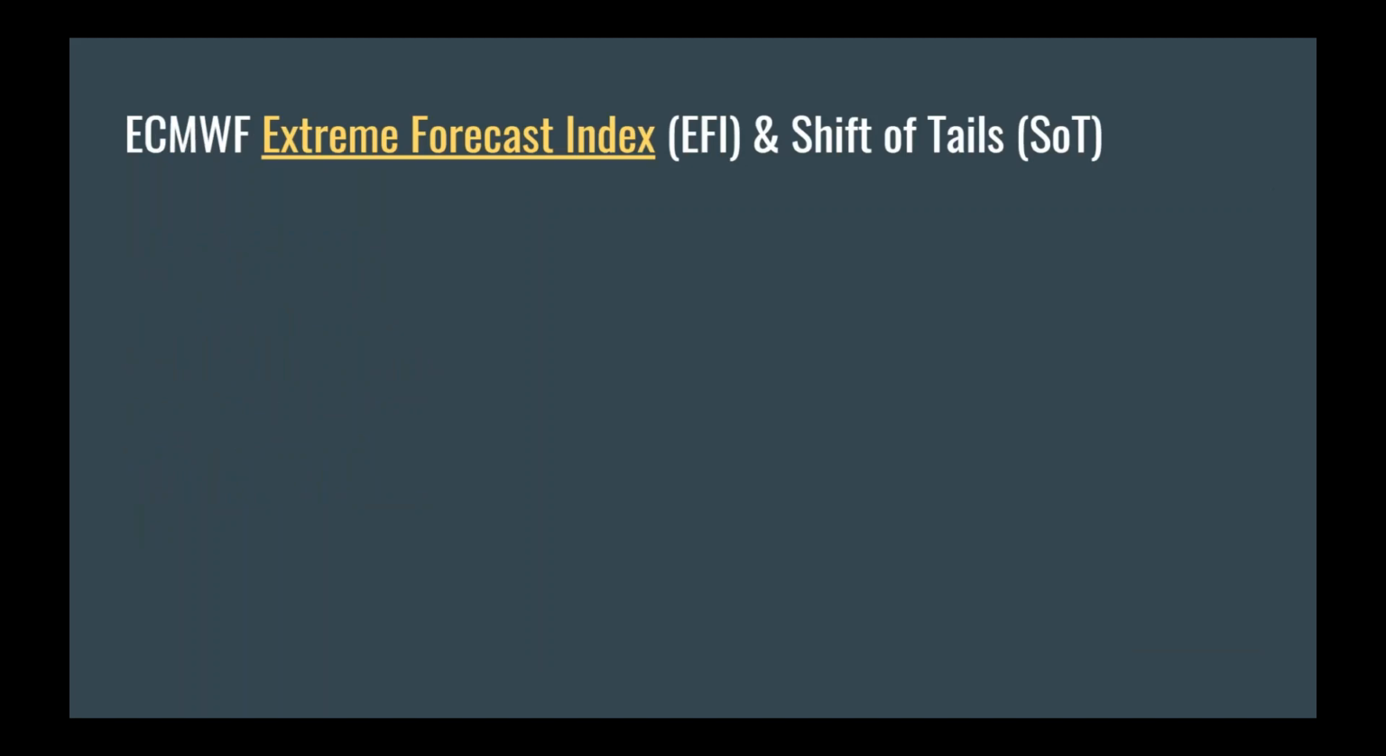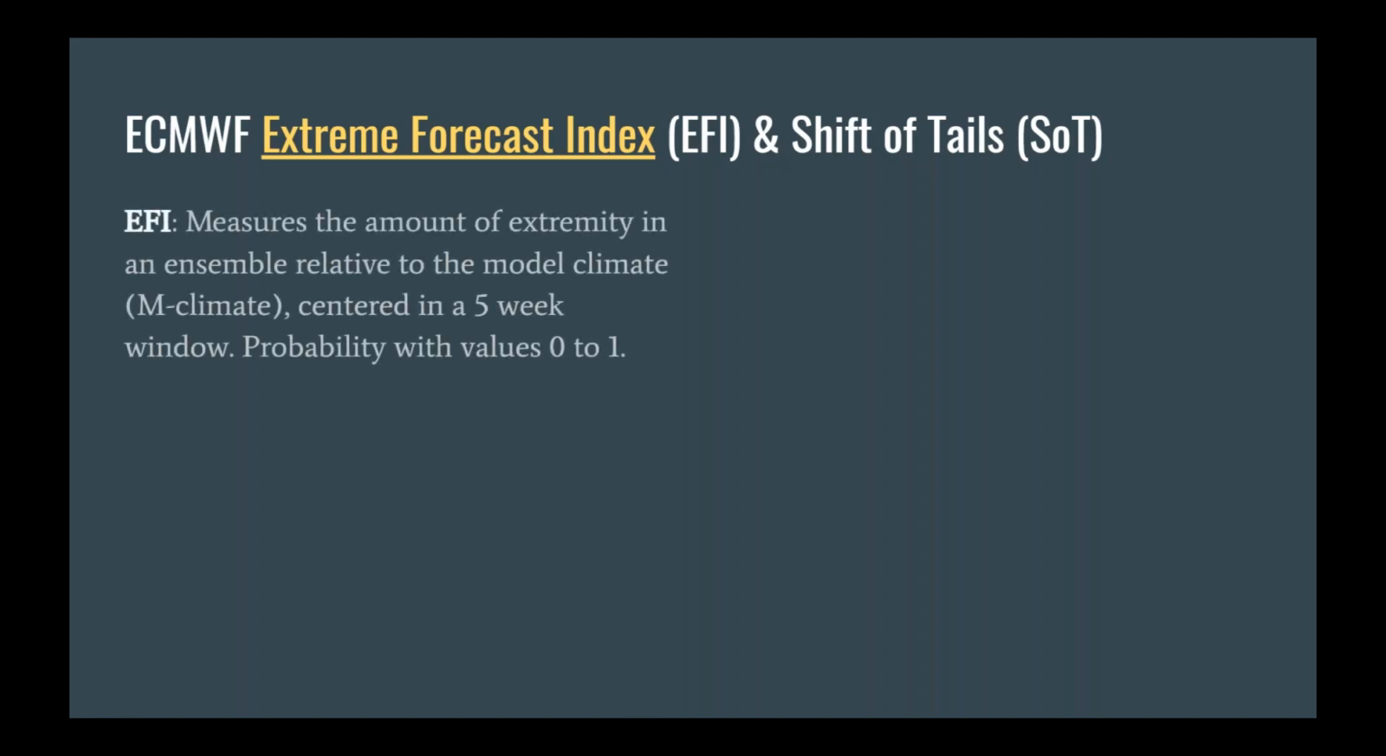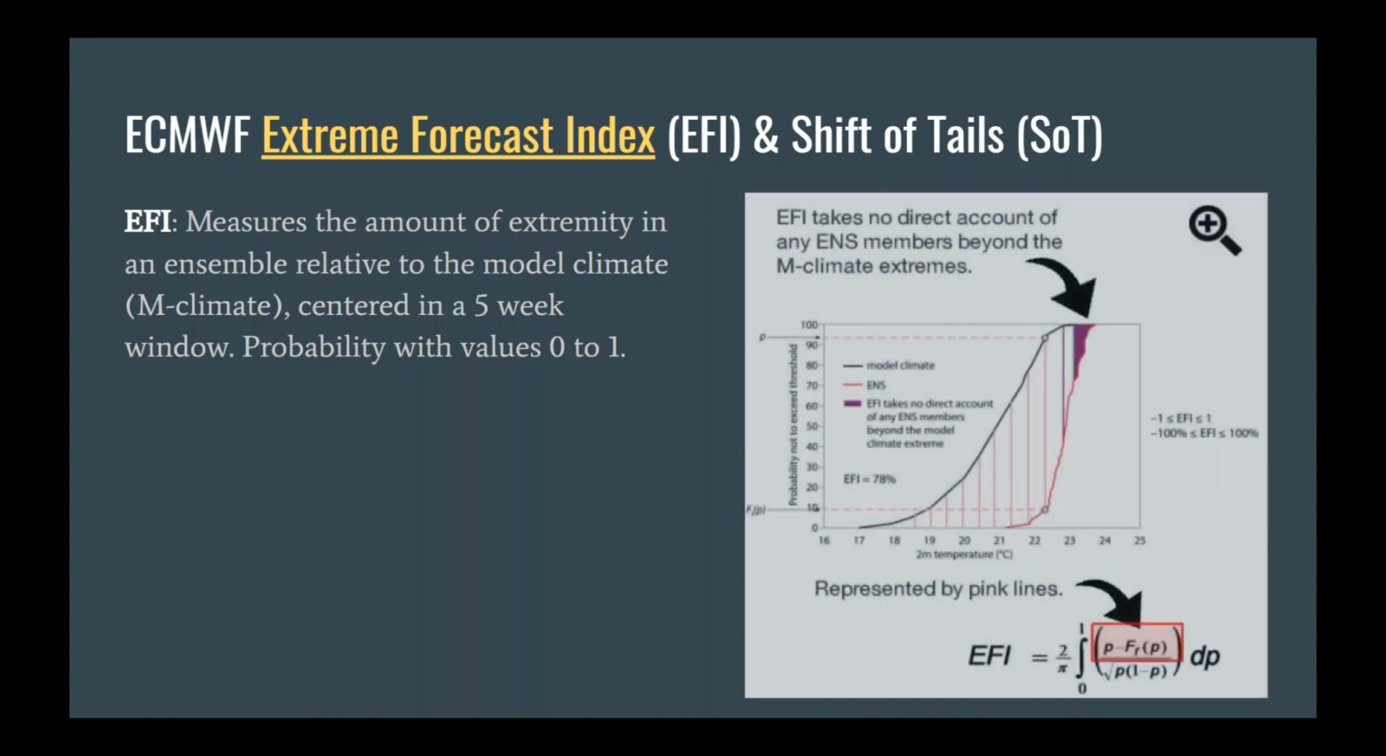So one of my personal favorites of these quick tools to look at is the ECMWF Extreme Forecast Index and Shift of Tails. The Extreme Forecast Index, or EFI, is really a quick measure of the amount of extremity in an ensemble relative to that ensemble's model climate. So for the model run, you look back at the past like 20 years centered on a 5-week window, and see how extreme the situation is.